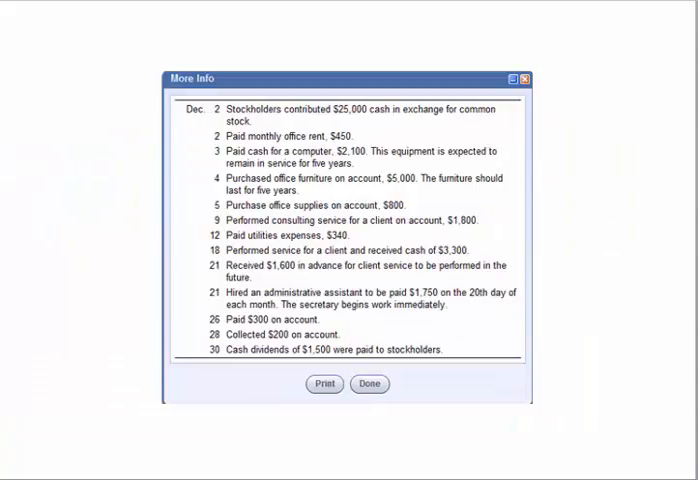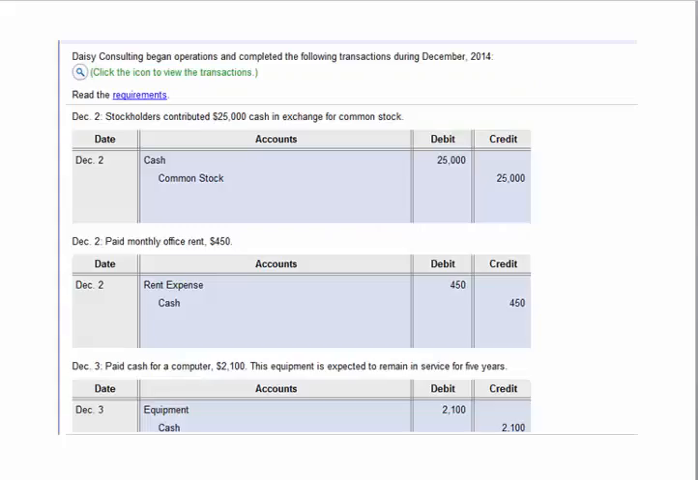In this problem, you're given transactions for the month of December. In the first part of the problem, you created journal entries from these transactions. Your journal entry page looked something like this.